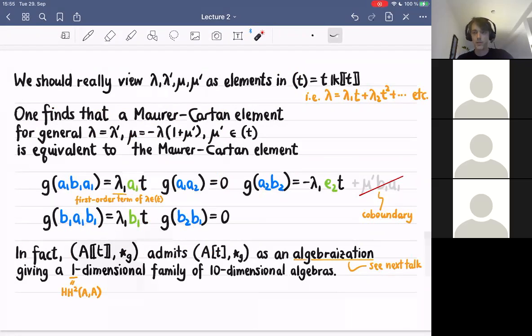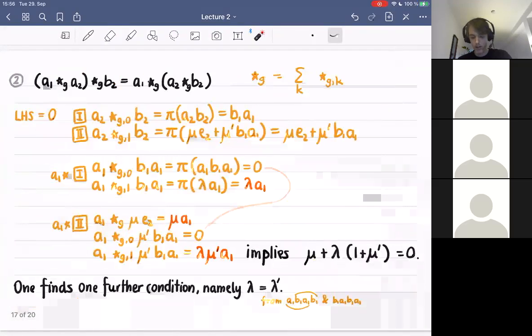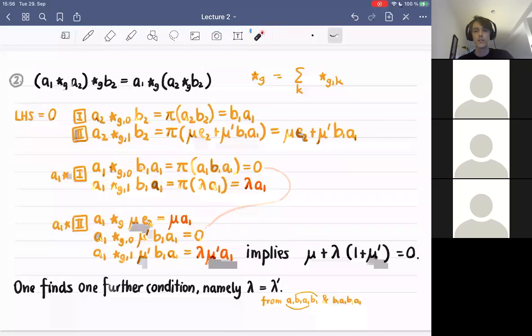And now we should maybe make sense of this. One thing we can do is view lambda and mu as constants, and then we get a two-dimensional family, because mu is determined by lambda and mu prime, and lambda prime is also determined by lambda. So we get a nice family of algebras if we choose lambda and mu prime freely.